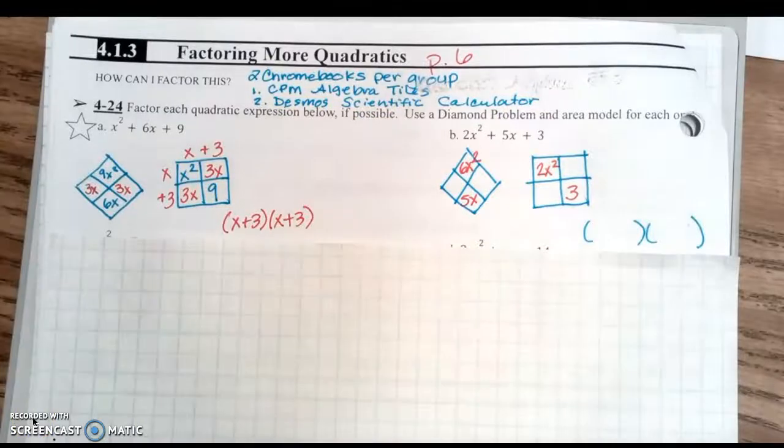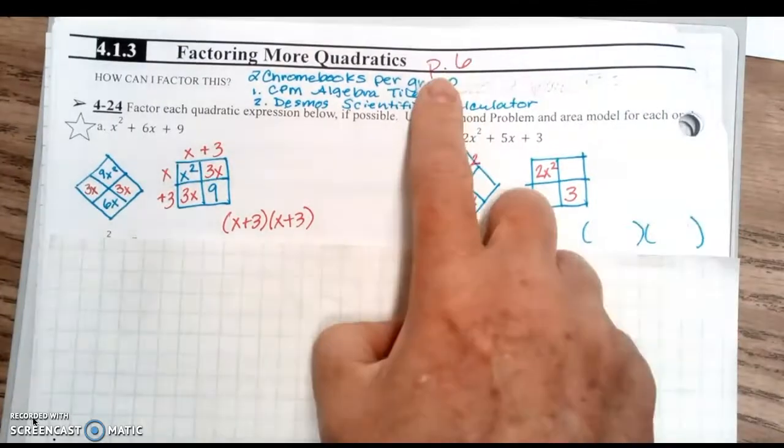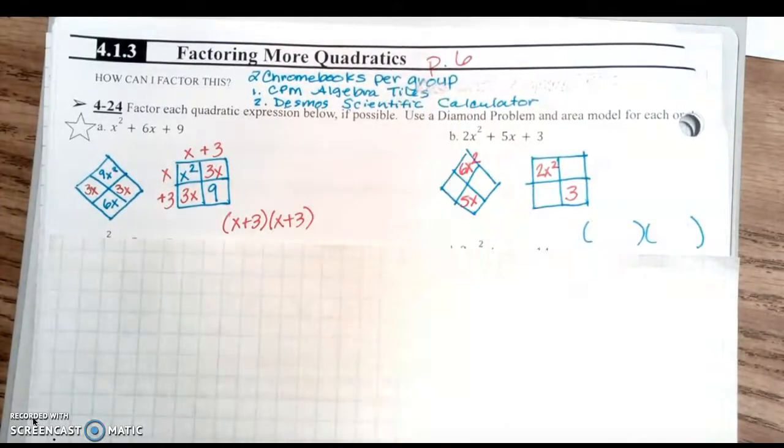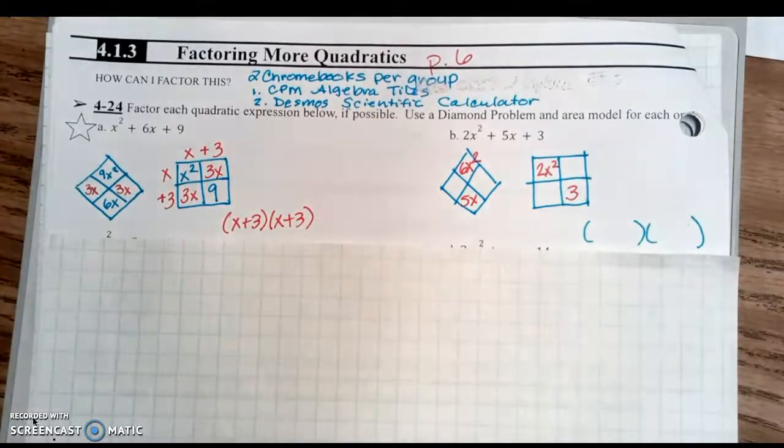So section 4.1.3 is titled Factoring More Quadratics. We started factoring yesterday, and today's lesson is only one page long. So we're only going to do page 6 today, and we're going to answer the question, how can I factor this?